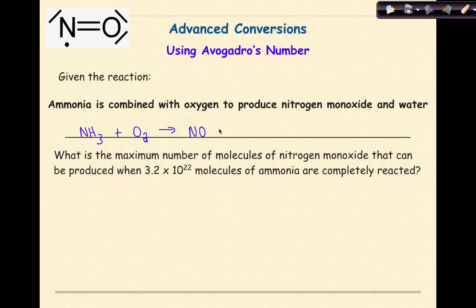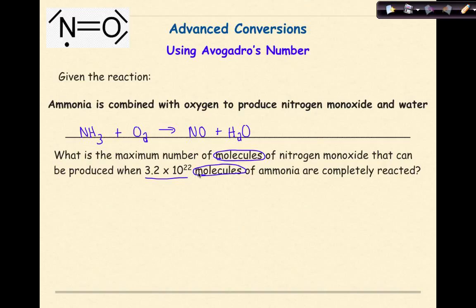NO and water, H2O. What is the maximum number of molecules of nitrogen monoxide that can be produced when 3.2 times 10 to the 22nd molecules of ammonia are completely reacted? Okay, so the key word here is the word molecules. So we're using molecules.